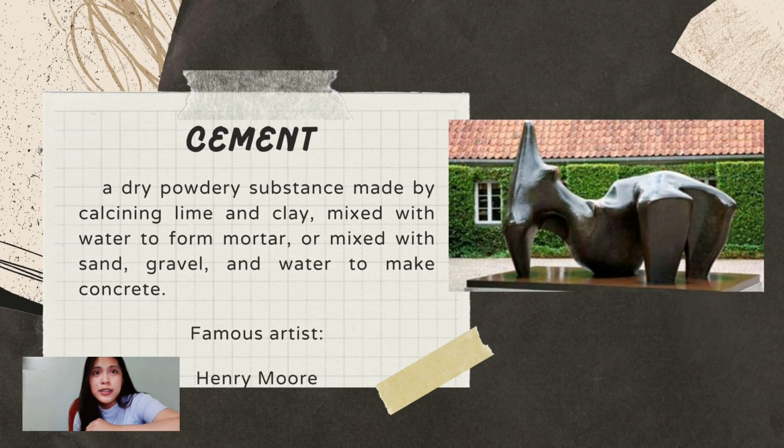Did you know that cement can turn into art? Well, I introduce to you Mr. Henry Moore. He is one of the most important British artists of the 20th century. He is known for his semi-abstract sculpture, and Mr. Henry used quicklime, clay, sand, and gravel mixed with water to make cement. Surely architects and engineers are indeed both artists.